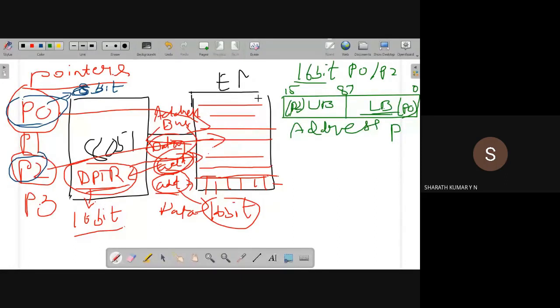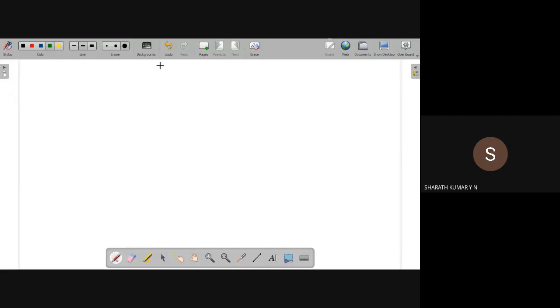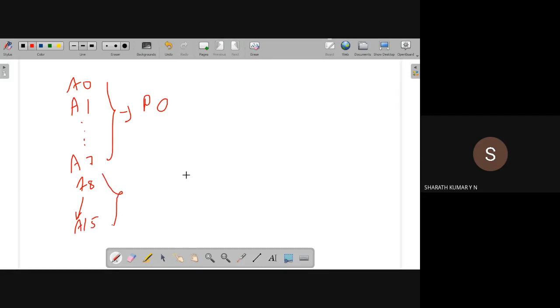Now how do we represent this address? Let's say A0, A1 up to A7 are stored in port 0, and from A8 to A15 it is stored in port 2.